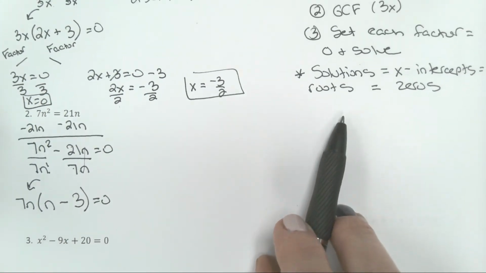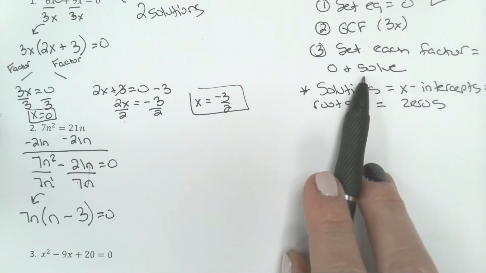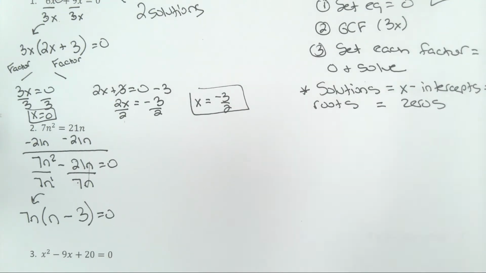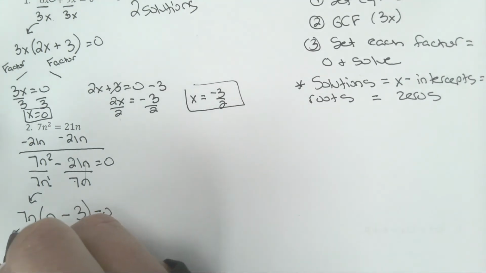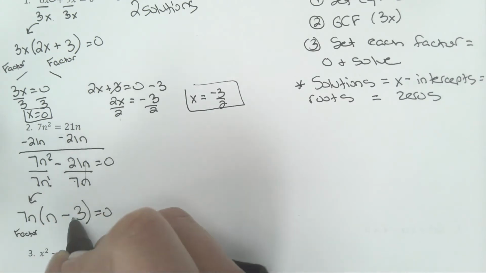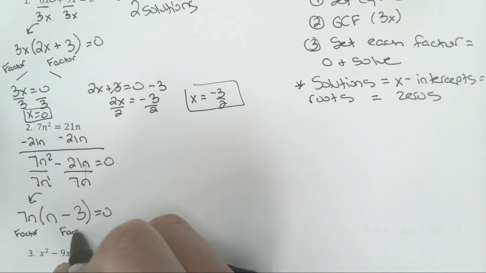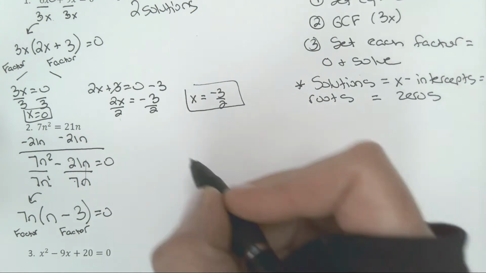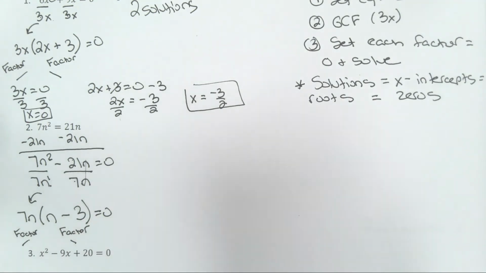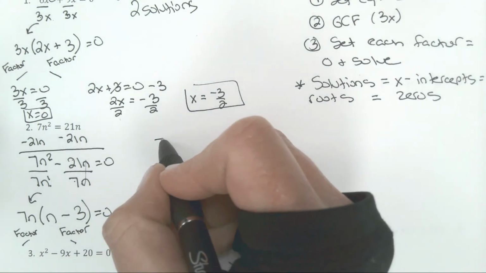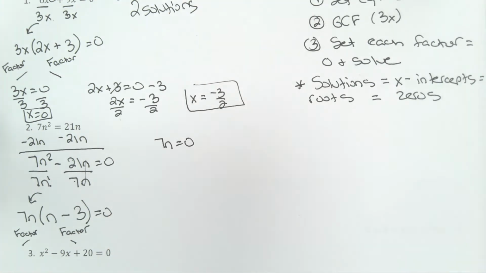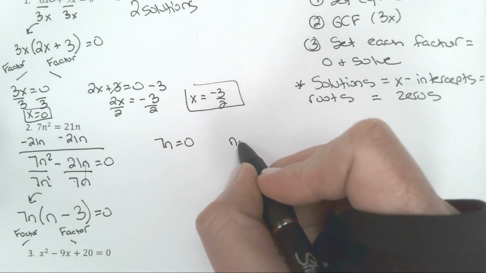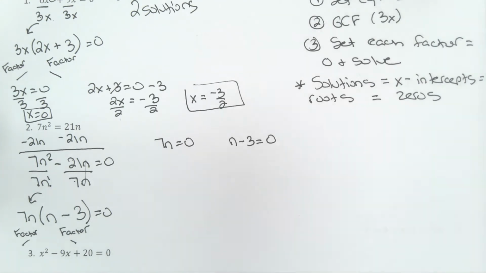And if you look up here, it says, set each factor equal to 0 and solve. So 7n is one factor, and n minus 3 is your second factor. So I'm going to break them apart and write my 2 equations. One of them is 7n equals 0, and the other one is n minus 3 equals 0.